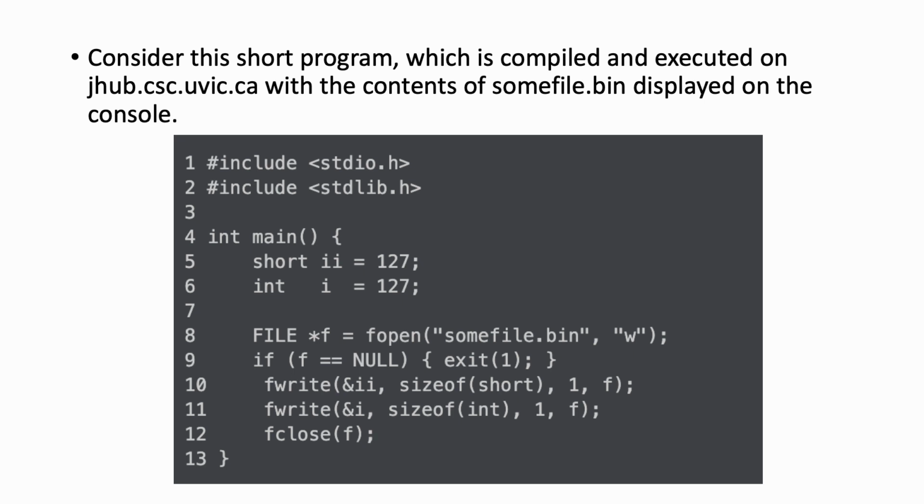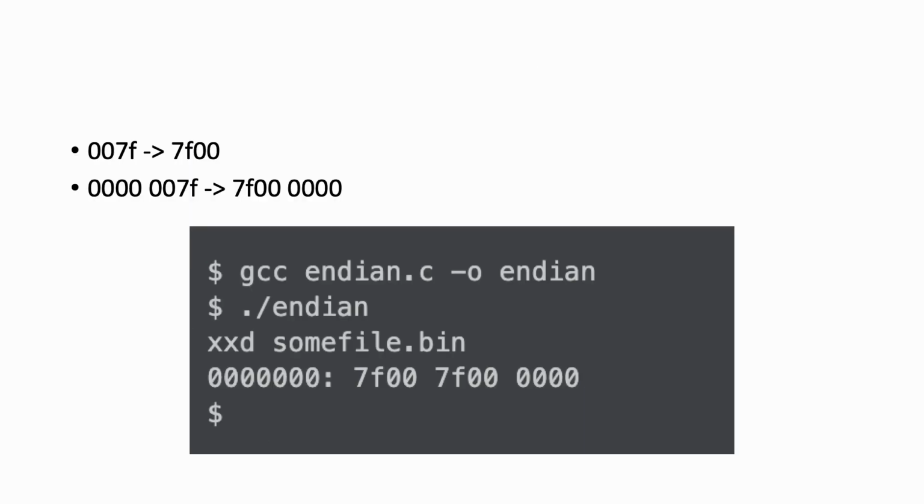Let's consider this short program, which is compiled and executed on the JHub, with the contents of some file.bin displayed on the console. So we just open the file with a write mode and write two integers. The first is a short integer, which has 2 bytes, and the second is the integer i, which has 4 bytes. So let's compile it and execute it.